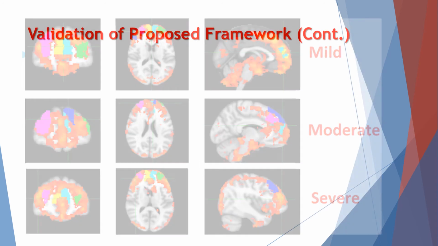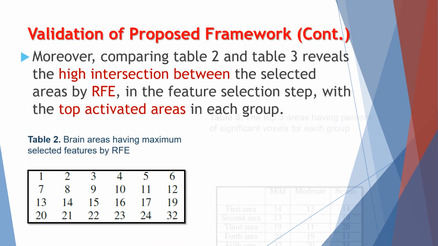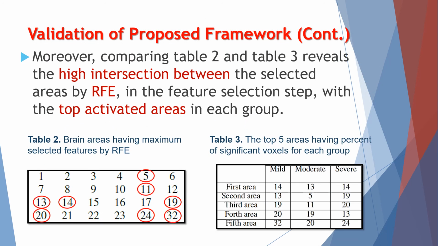Another way of validation is by sorting the areas in each group that have the high percentage of significant voxels. So table 3 shows the top 5 areas having percent of significant voxels for each group. Table 2 shows the brain areas having maximum selected features by RFE. So by comparing these two tables, we reveal the high intersection between the selected areas by RFE and the top activated areas in each group.